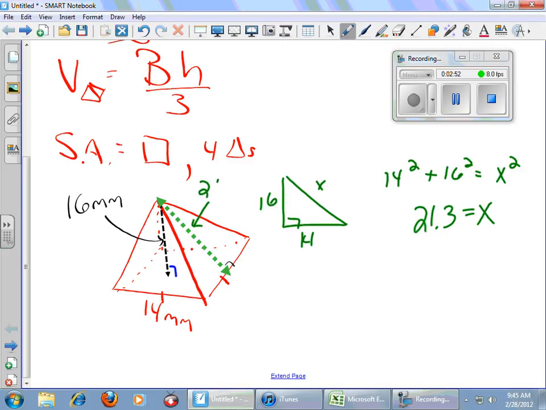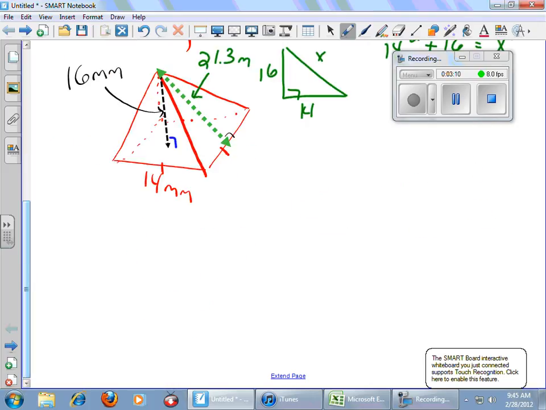21.3 millimeters. Now again, you'll be given most of this information in a problem. You won't have to derive it all, although it could be on the OAA, where you have to find the slant height of the pyramid. Hopefully we're still recording with sound here.